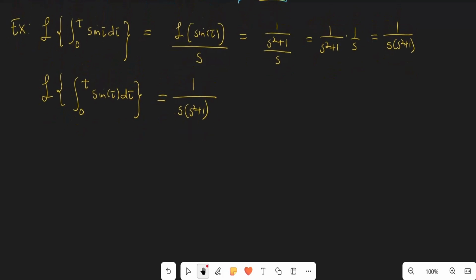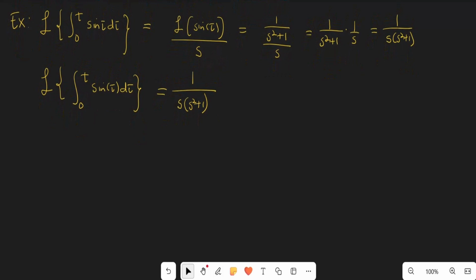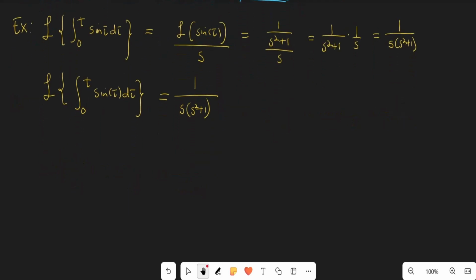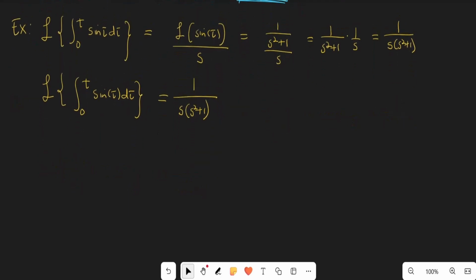So to verify this, why not do it manually? Let's say we don't know the formula for the Laplace transform of the integral from 0 to t of a function. To do this manually, we have to take the Laplace transform of the integral from 0 to t of sine of tau d tau. So doing this manually, this is what we have.